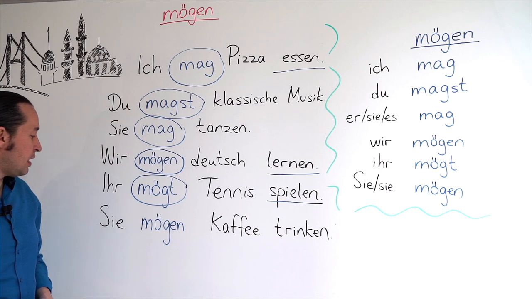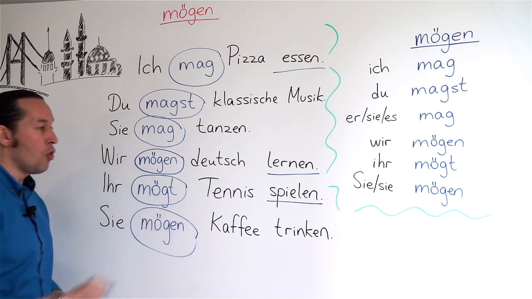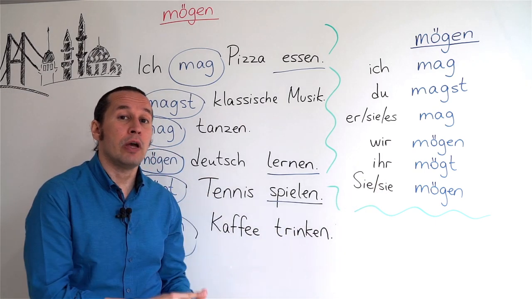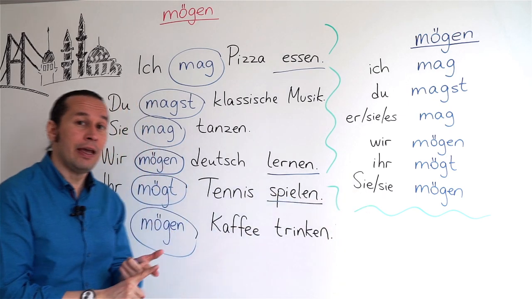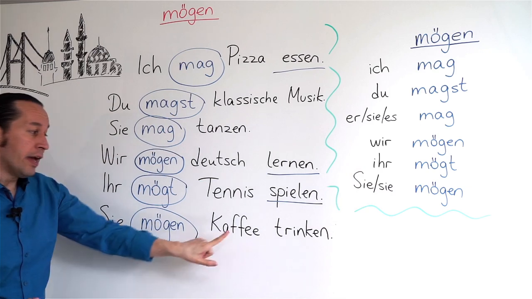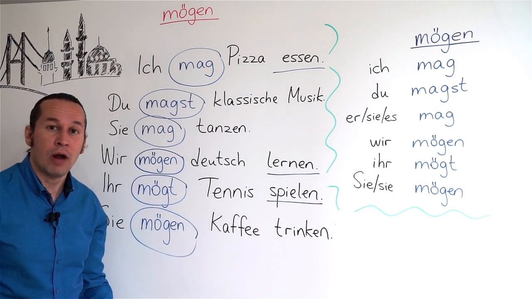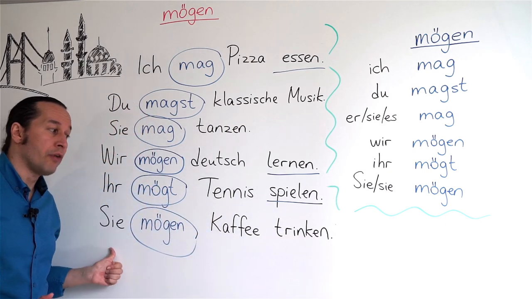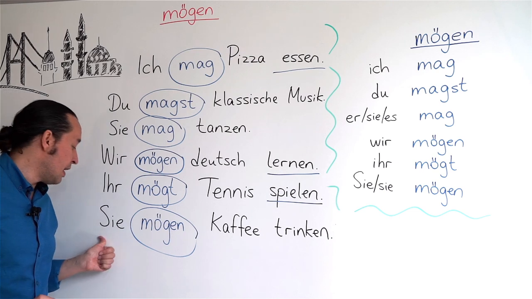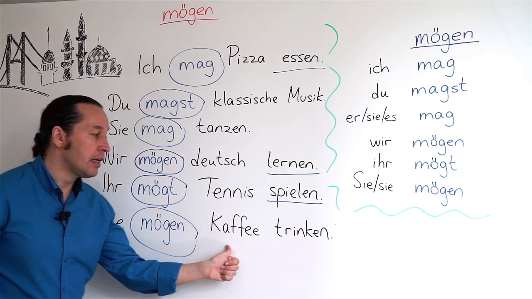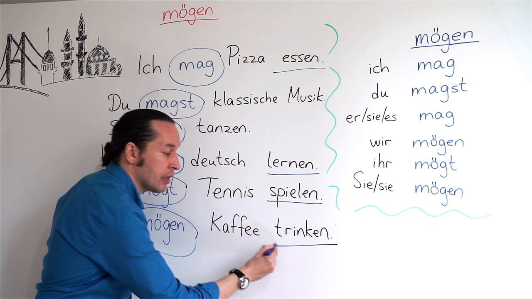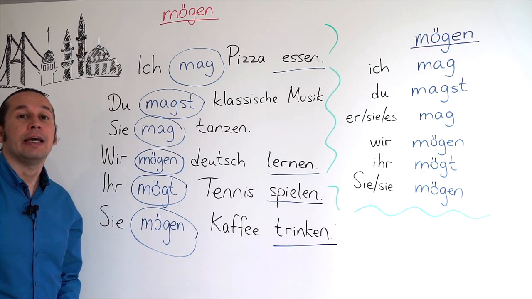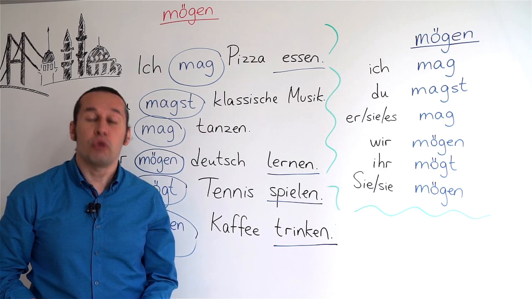In the next example, we see, sie mögen, right? Sie mögen, this could be either the polite way of saying you or they, right? Sie mögen. So, Kaffee trinken, to drink coffee, right? So you like to drink coffee or they like to drink coffee would be then sie mögen Kaffee trinken. Here we have trinken in the infinitive form. Sie mögen Kaffee trinken. I want you to repeat after me, please.